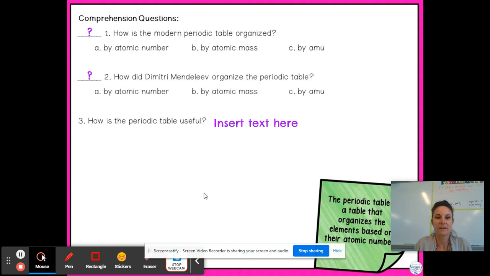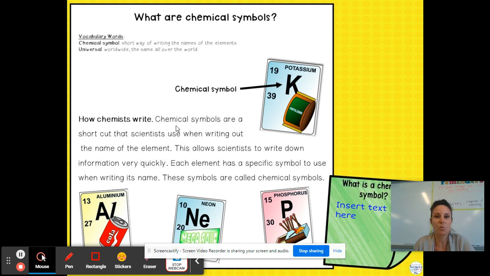This is slide 11. There are 2 questions here on your paper. It is the top of the back of page 1. It only asks you to answer questions number 1 and number 2. You do not have to answer number 3. When you are finished with this, you will be moving on to slide 12 about chemical symbols.